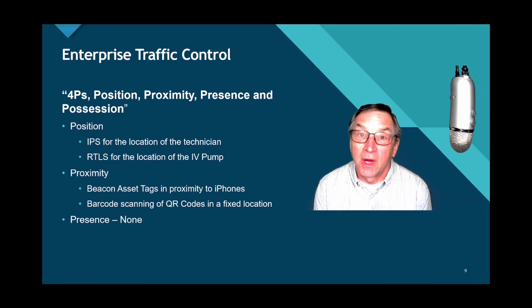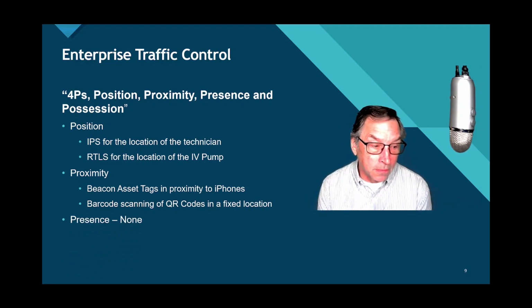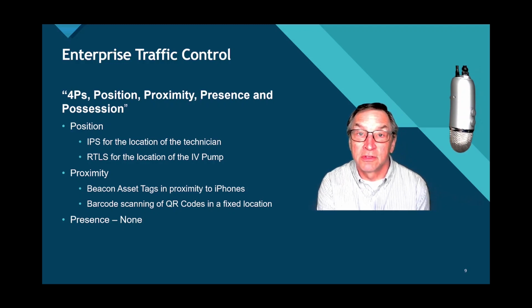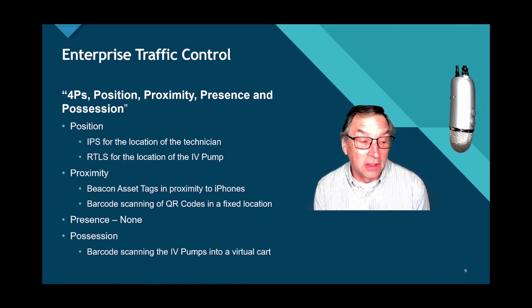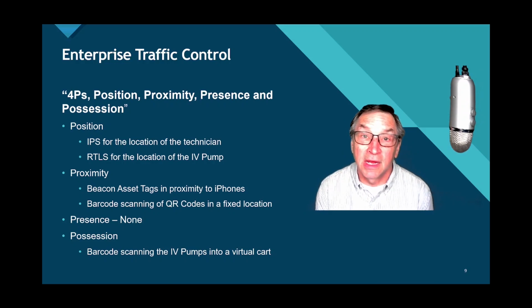In this example, we aren't going to do anything with presence, but in future episodes, we'll show you how powerful presence can be for some of these workflows. And then possession. With possession, we can do barcode scanning for the IV pumps into a virtual cart, and that's that association and persistent proximity that we can use in order to establish custody is what we're looking for in that.